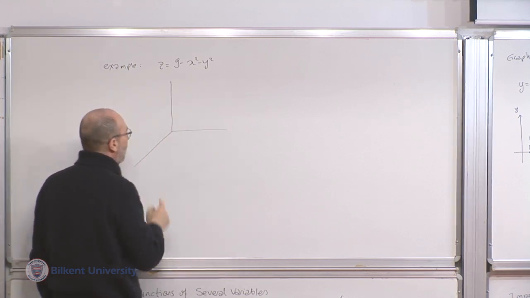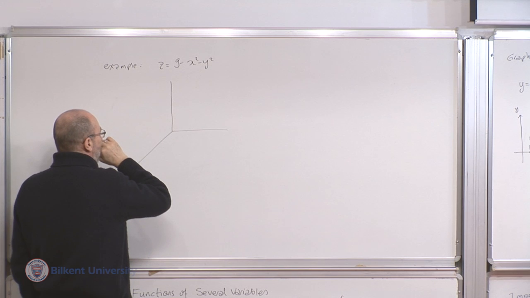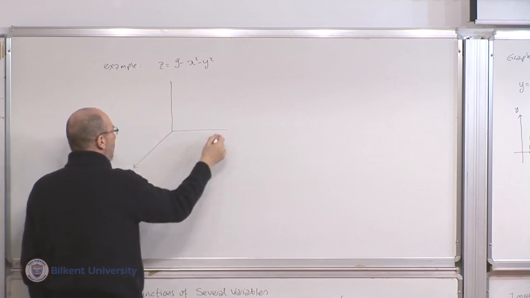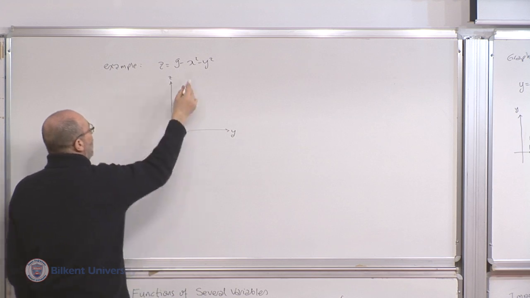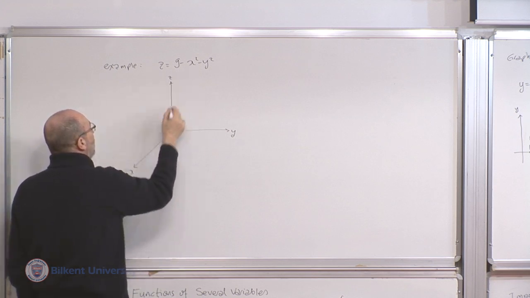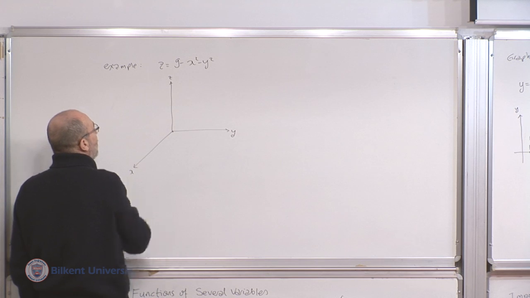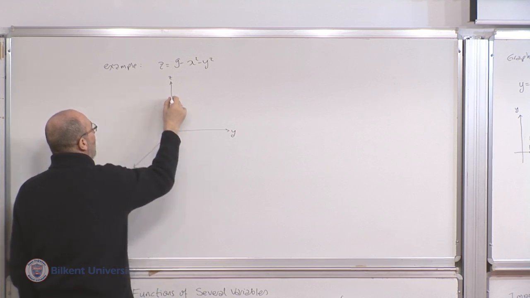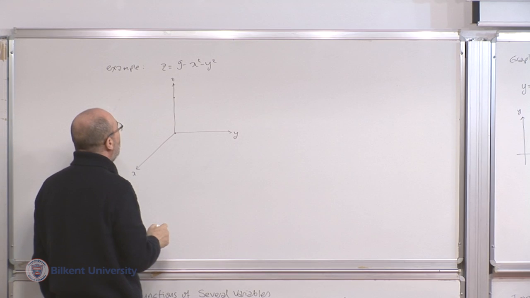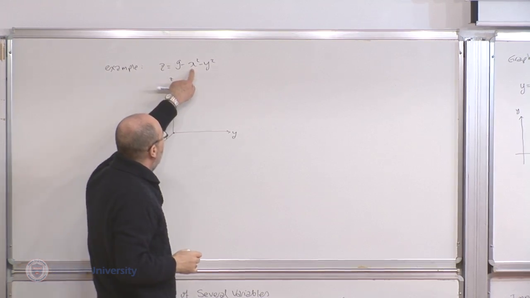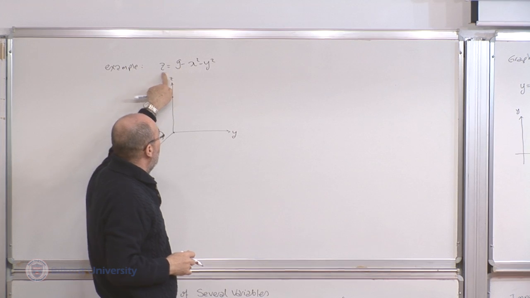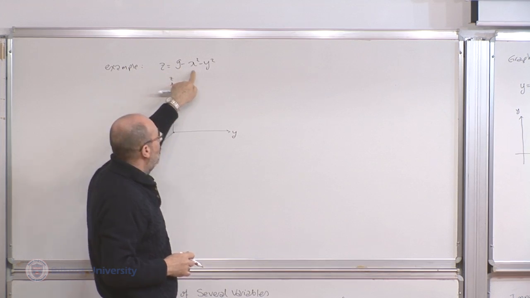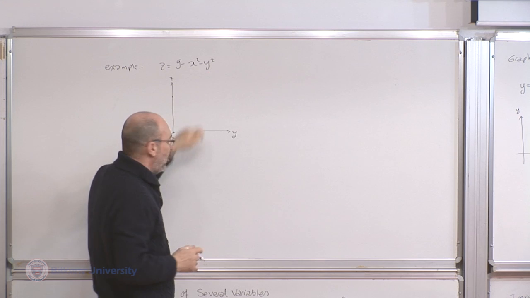So it is something like this. x, y, z. When x, y, z is 0, z is 9. Okay, so let's start from here. But you see that when x squared plus y squared is a fixed number, z is always the same number.